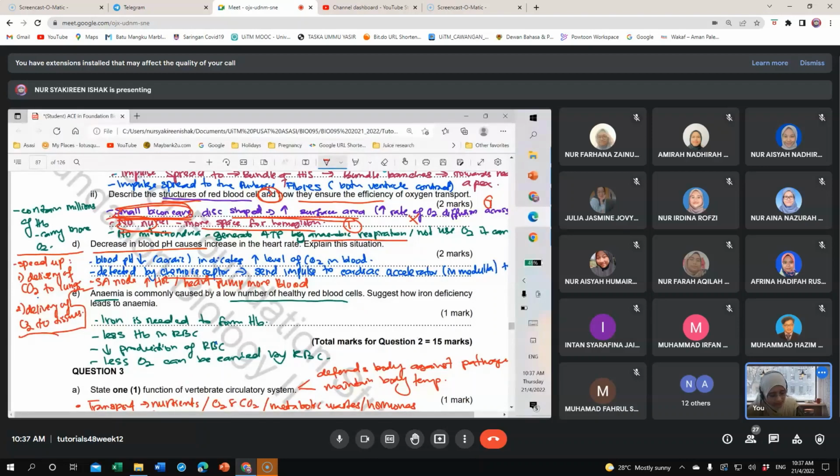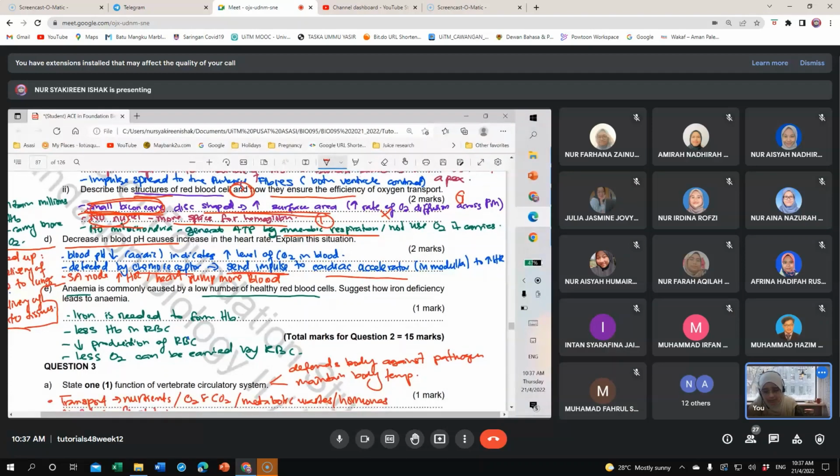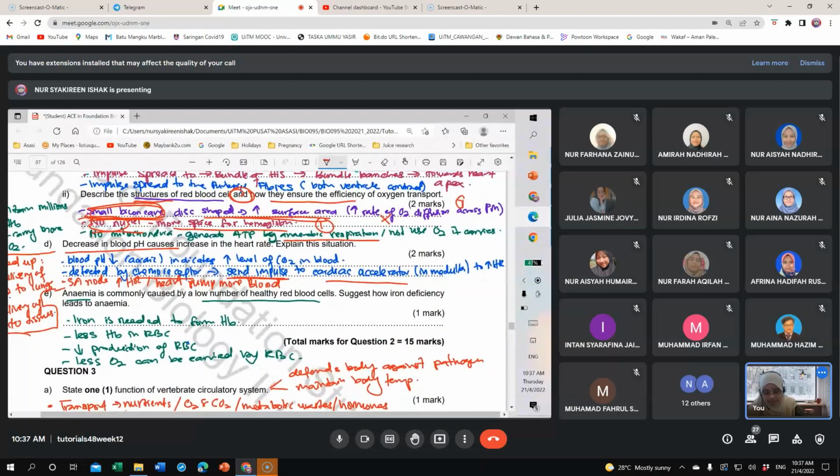Chemoreceptor. Okay. And then it sends the impulse to the cardiac accelerator in the medulla. Okay, and then apa ni? This is to increase heart rate. So the high concentration of hydrogen ion detected by chemoreceptor sends the impulse to the cardiac accelerator in the medulla and increases the heart rate. Okay. The SA node then increases the heart rate.